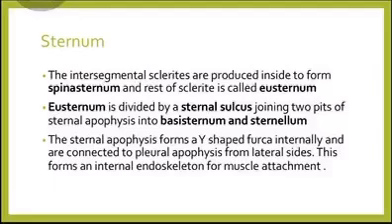The sternal apophysis internally, that is inside the thorax, forms a Y-shaped furca, and the two arms of this Y-shaped furca are connected by muscles to the pleural apophysis, which come from the lateral sides, or the pleurons. So all these structures collectively make an internal endoskeleton for the attachment of muscles.